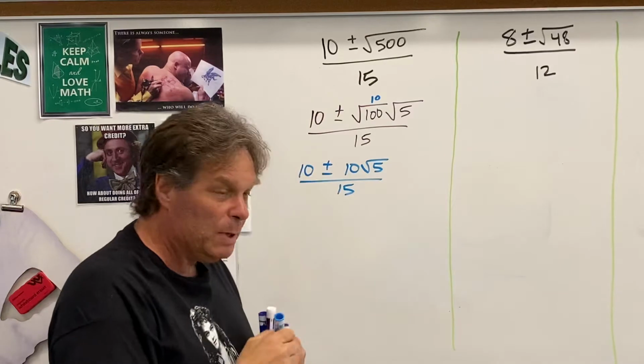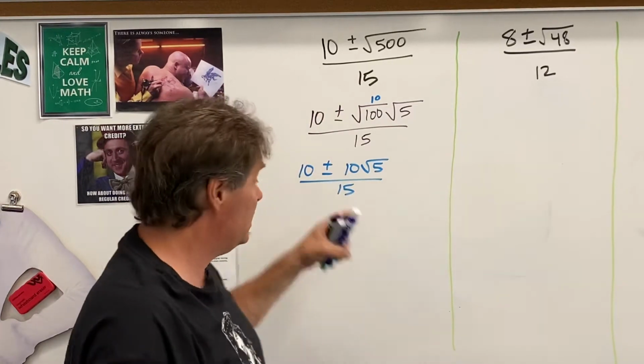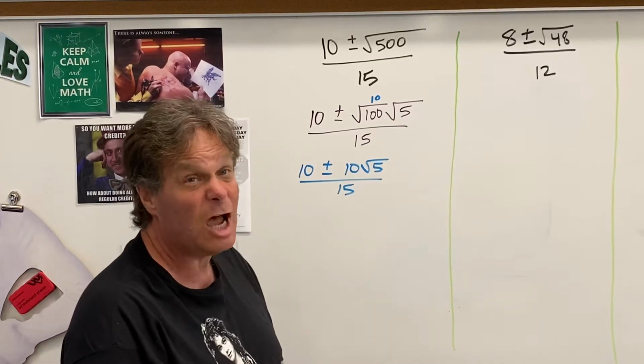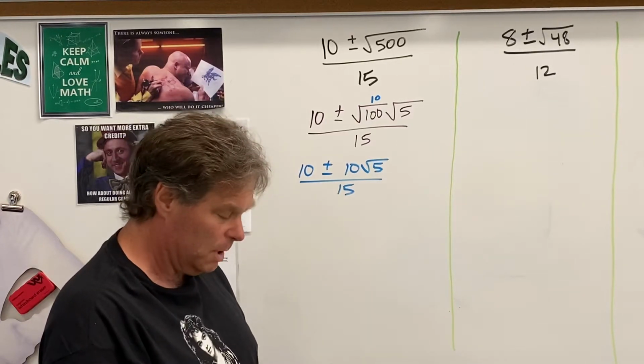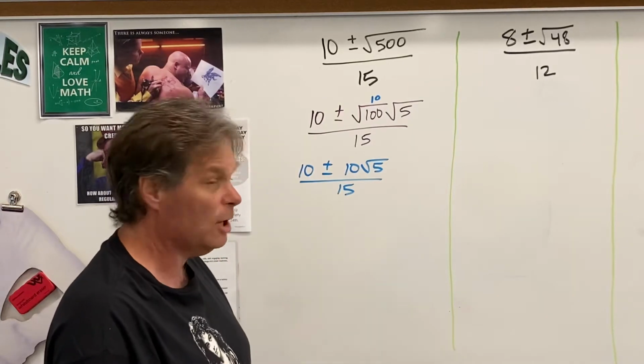Now, sometimes people even get it to that point, but don't go on from there. It is correct, but it is not simplified, okay? You have to simplify in order for the answer to be correct. You would not get credit for an answer like this, even though it's correct, because it's not simplified.